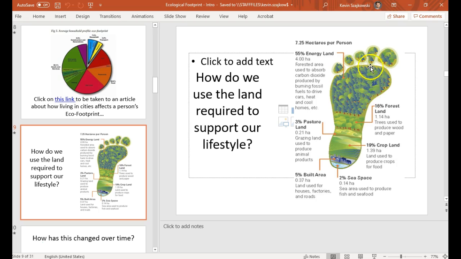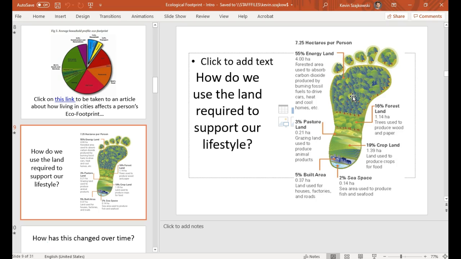All that pollution is going up into the atmosphere, and in order for the Earth to maintain a balance of those gases, forests will actually consume some of those pollutants.